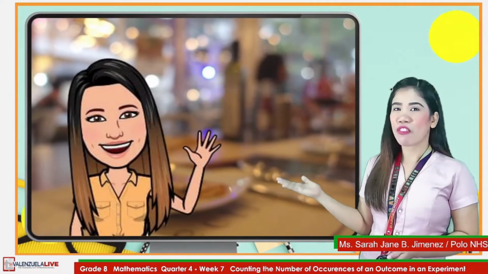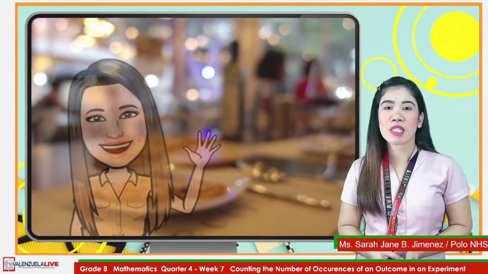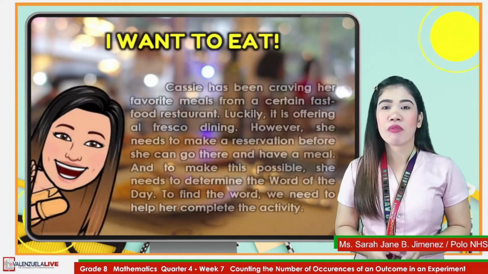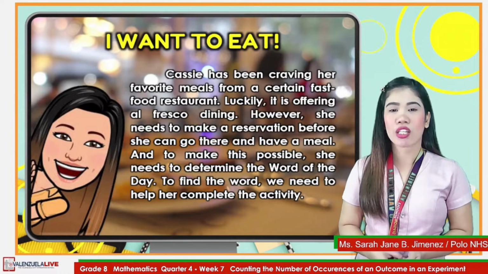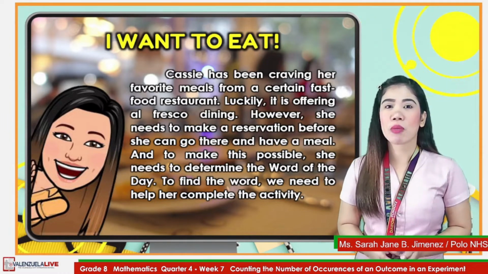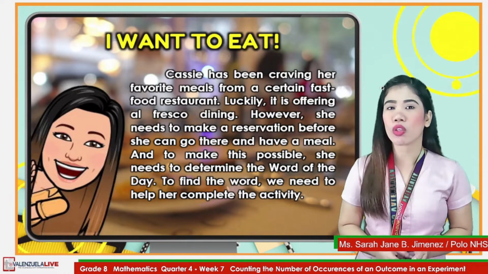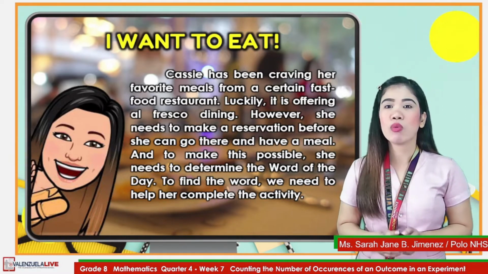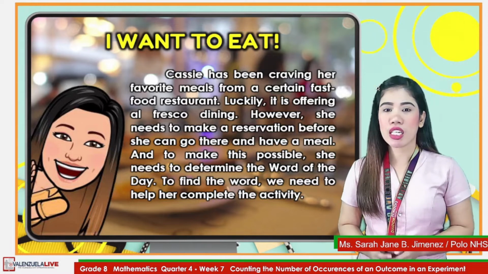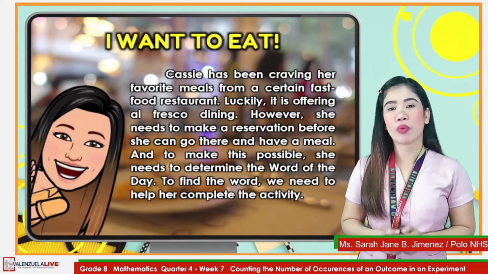Students, this is my friend Cassie. Cassie has been craving for her favorite meals from a certain fast food restaurant. Luckily, it is offering al fresco that week. However, she needs to make a reservation before she can go there and have a meal. Before ordering, she needs to unlock the word that will serve as her pass. And to make this possible, she needs to determine the word of the day.